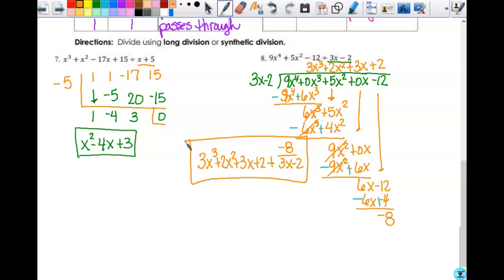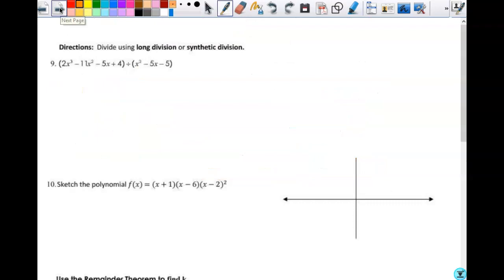Okay? All right, number 9. Divide using long division or synthetic division. Okay, so again, not legal for synthetic division, so we're going with long division. So x squared minus 5x minus 5 divides into, this is a third degree, so it should have 4 numbers, 1, 2, 3, 4. Okay, good. So 2x cubed minus 11x squared minus 5x plus 4.